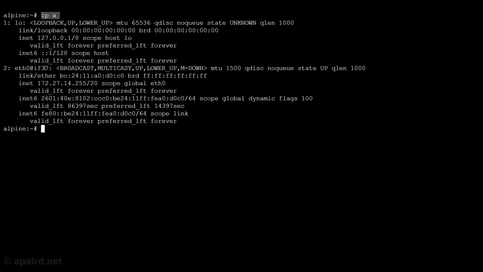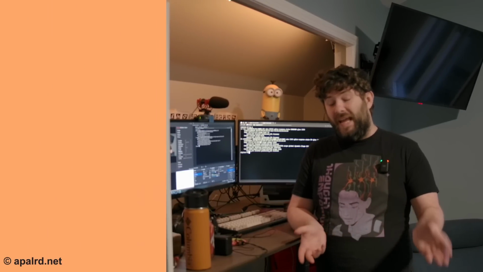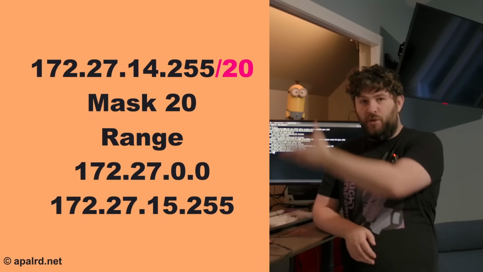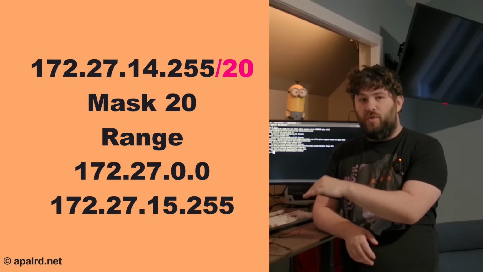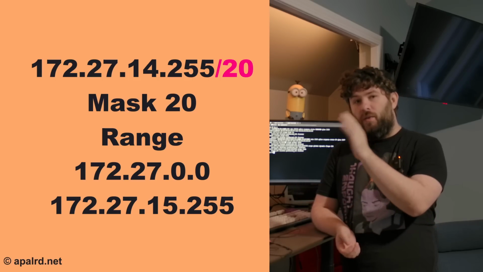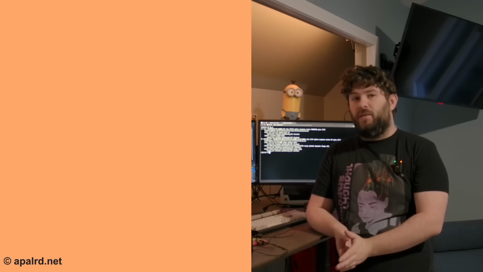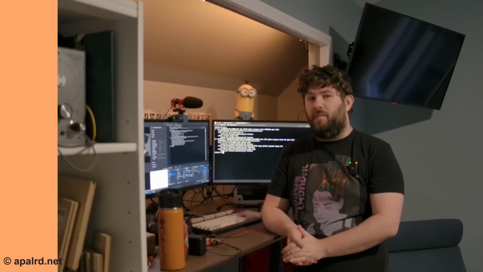Looking at my IP addresses, I have an interface called ETH0, and on ETH0 I have an IP address 172.27.14.255/20. So 20 in this case is my subnet mask. Refresher on legacy IP subnets: a 20-bit subnet has a range from 172.27.0.0 to 172.27.15.255. So we are roughly near the end of that subnet.